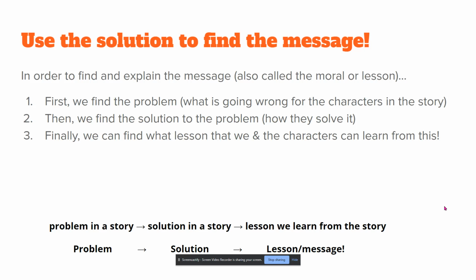In order to find and explain the message, which can also be called the moral or lesson, first, we find the problem. What's going wrong for the characters in the story? Then, we find the solution to the problem, which is how they solve it. Finally, we can find what lesson we and the characters can learn from this and use in our own life in many other things that we can do.